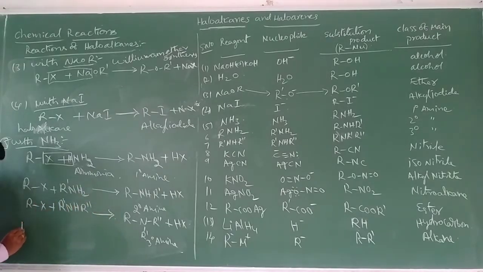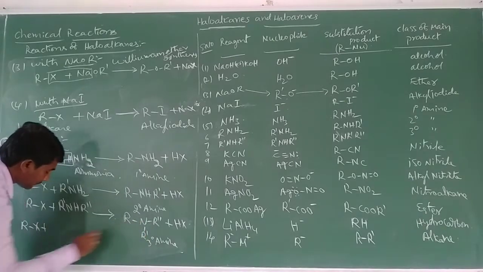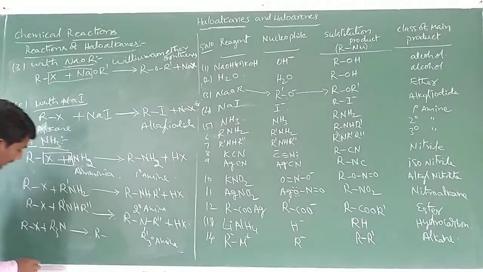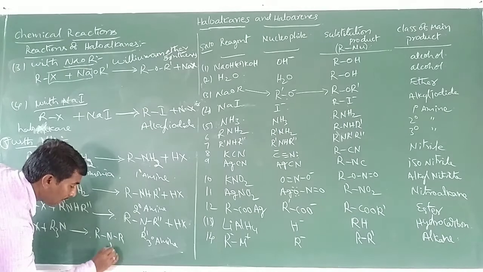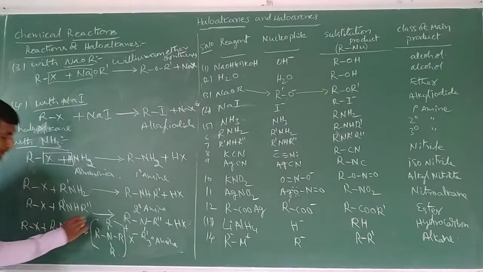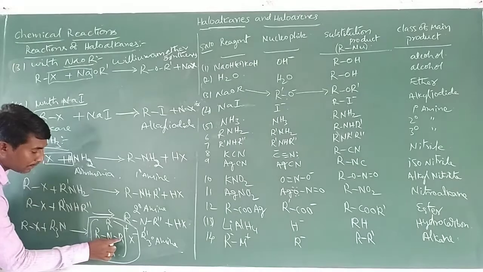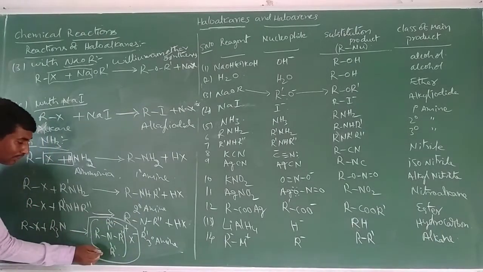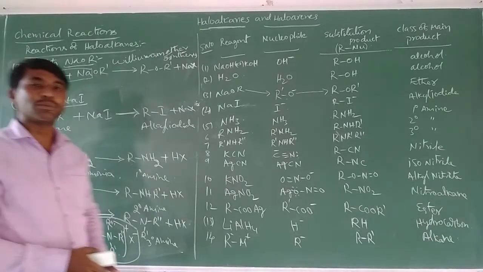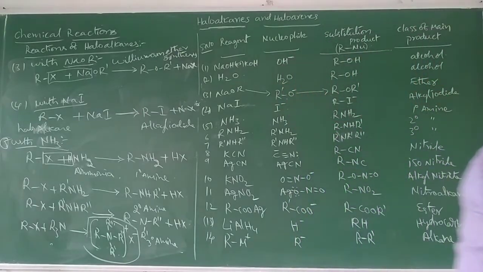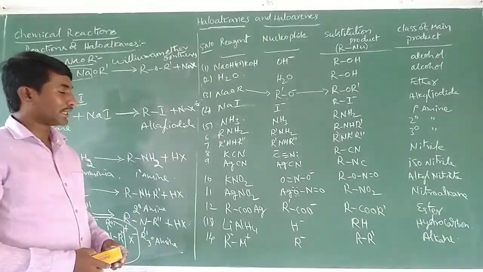Again reacting with RX plus R3N, it goes what? Quaternary ammonium salt. This is the quaternary ammonium salt, with the first R, second, third, and fourth R attached to N. Then another one is KCl. Another one with KCl. Thank you. Again, we'll be discussing in the next video.